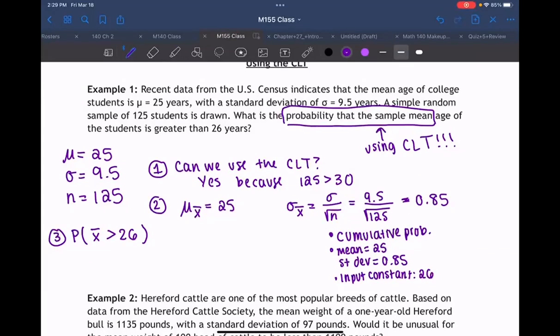But will that give us our final answer? No. And why is that? What sort of question is this? This is a bigger than question, right? So Minitab can only answer less than questions. So when we type this in, it's going to give us the probability that the sample means are less than 26, right? So we can get this number, but our final answer is going to be 1 minus the number. All right, let's go into Minitab.